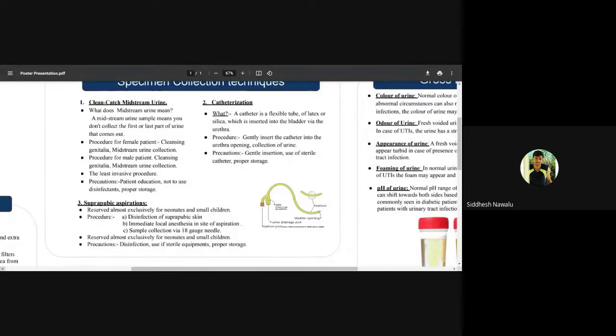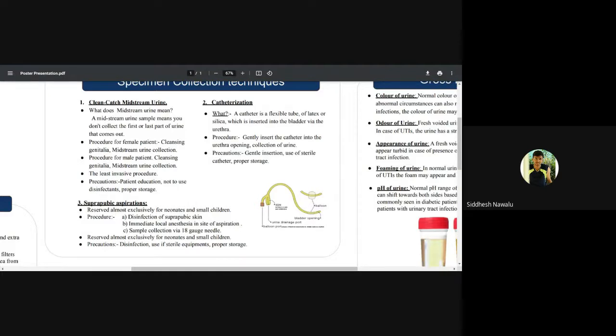Okay. And when you talk about midstream urine, you said that midstream urine collection is what is more preferable, right? So in those circumstances, is it the same thing for both male and female patients? Are you asking for a comparison between male and female in any circumstances? Yes, sir. Midstream urine is highly preferred in both male and female patients.